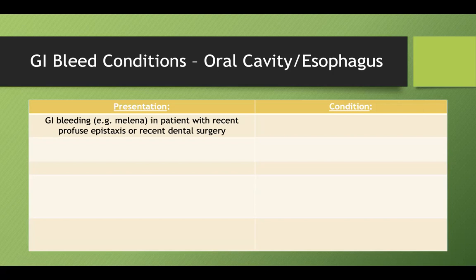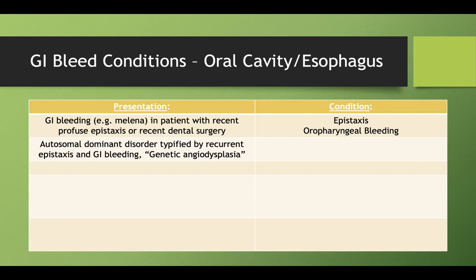So let's start with the oral cavity and some of the esophagus. What if you had somebody who had melena, in somebody who had profuse nosebleeds or epistaxis, or a recent dental surgery that had a lot of bleeding? This isn't a trick. It's going to be that nosebleed or that oropharyngeal bleeding that you had during that dental surgery. That can easily go down your GI tract and present with melenic stools.